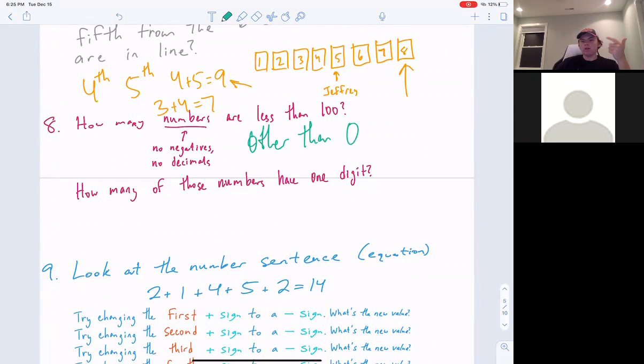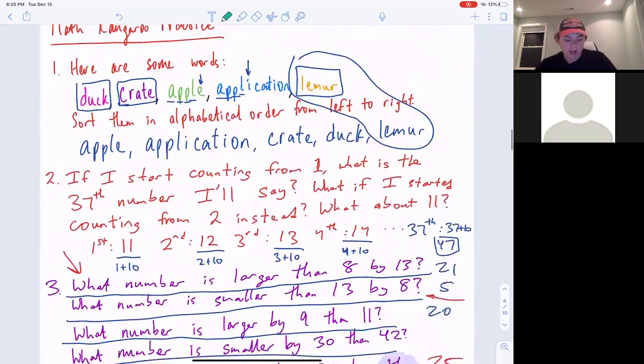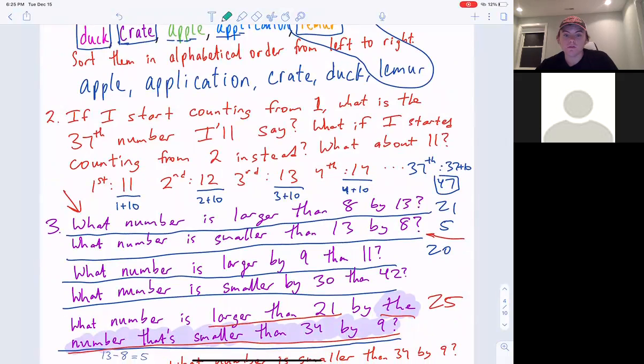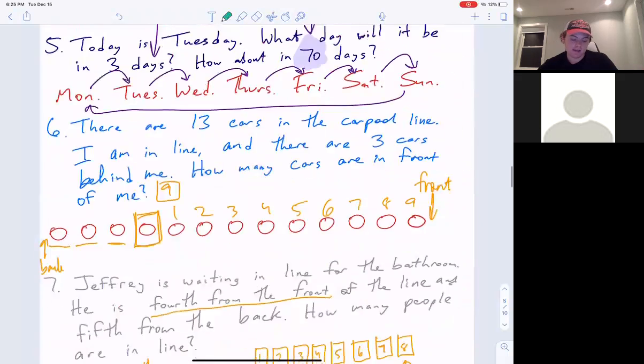So if I count 1, 2, 3, 4, 5, 6, and so on, how many of those numbers are less than 100? Well, what's the biggest number less than 100? It would be the number right before it. So the biggest number less than 100 is 99. Well, if I count 1, 2, 3, 4, and so on, I know that 99 will be the 99th number that I say, right? And we can look back at question 2, right, to understand why. If I start from 1, then the 99th number I say is 99.